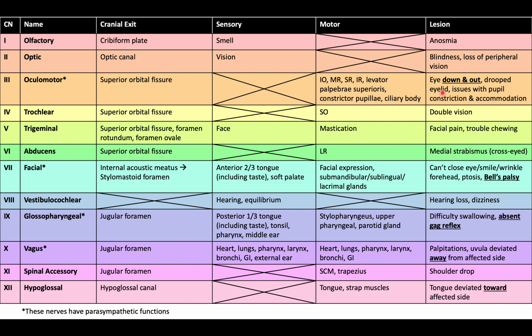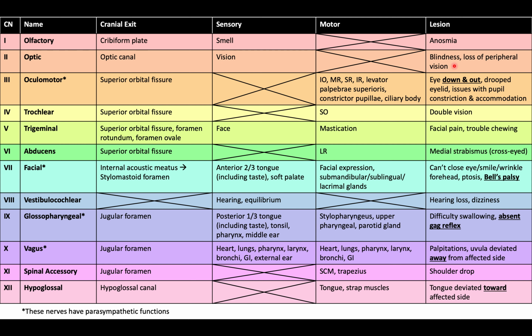So a great way of remembering what these guys do is by knowing what a lesion to them would be. So if I lesion cranial nerve 1, I'm going to have anosmia, which just means if we put A, it means not. So no, and then nose, it sounds like nose. So no smell. If I cut cranial nerve 2, I'm going to have blindness, and I'm not going to have peripheral vision.